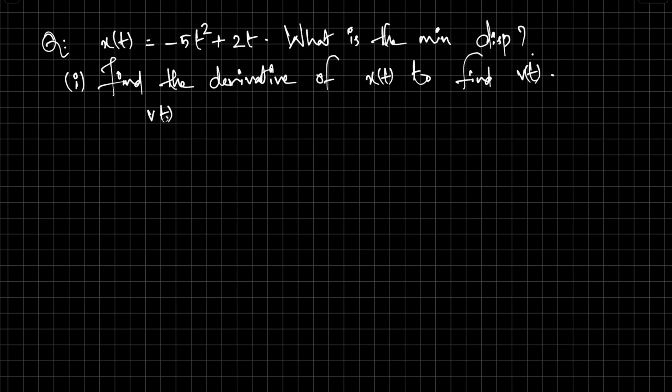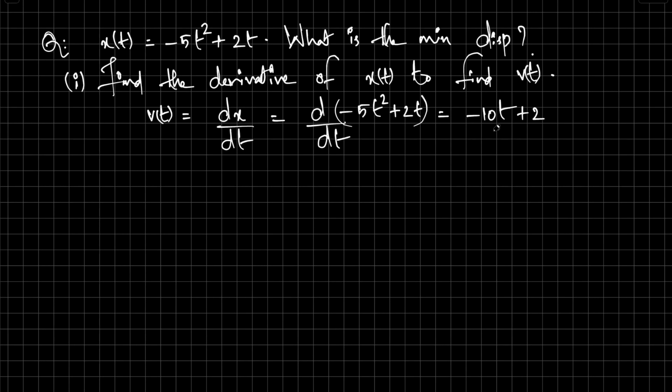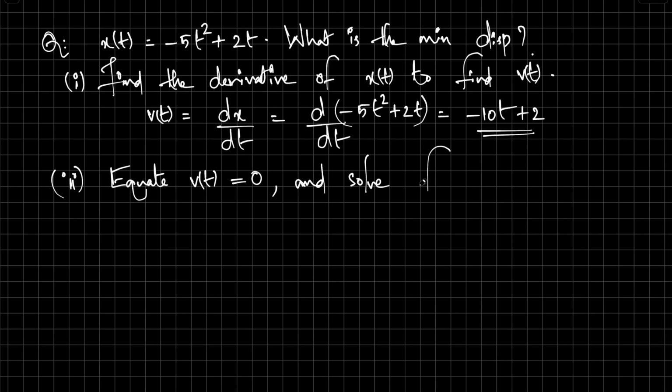So v of t equals dx by dt. So d by dt of minus 5t square plus 2t. If you solve it, you'll get minus 5 into 2, minus 10t plus 2. The second step is equate velocity function to 0 and solve for time t. That's the second step.